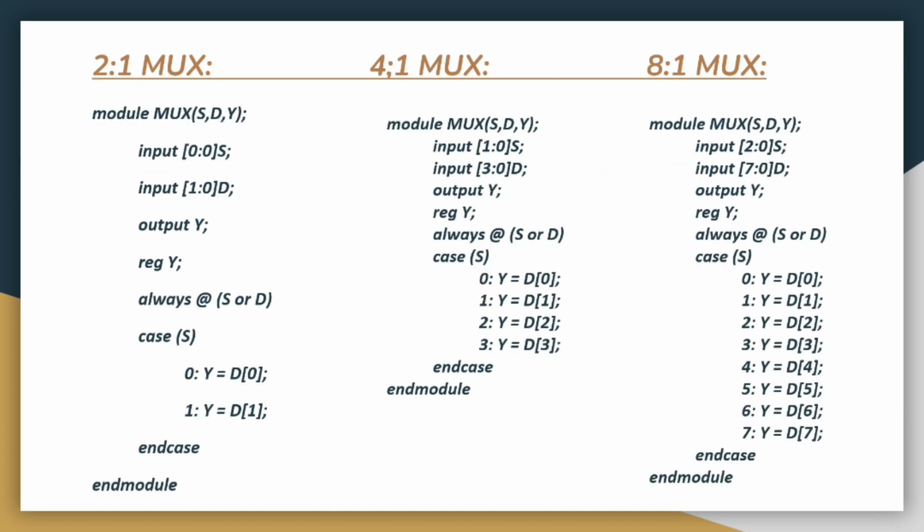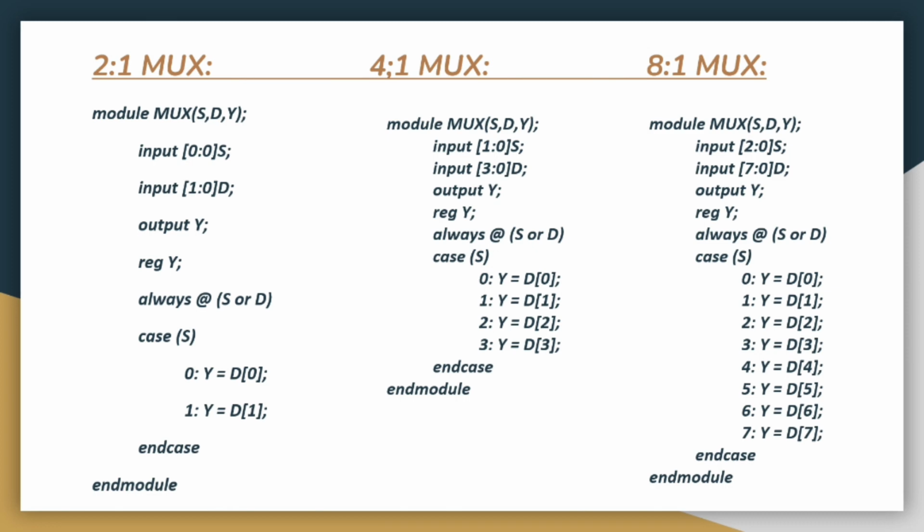When we look into the code of the 2:1 multiplexer, we will have two inputs, s and d, and the output will be y. We will have two cases in the 2:1 multiplexer. These are the two cases, and finally end case and end module.